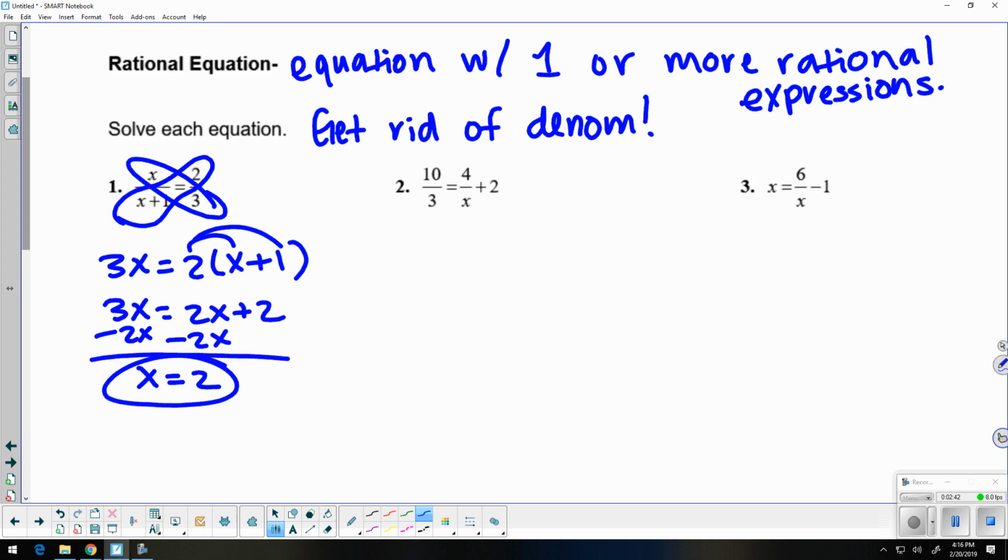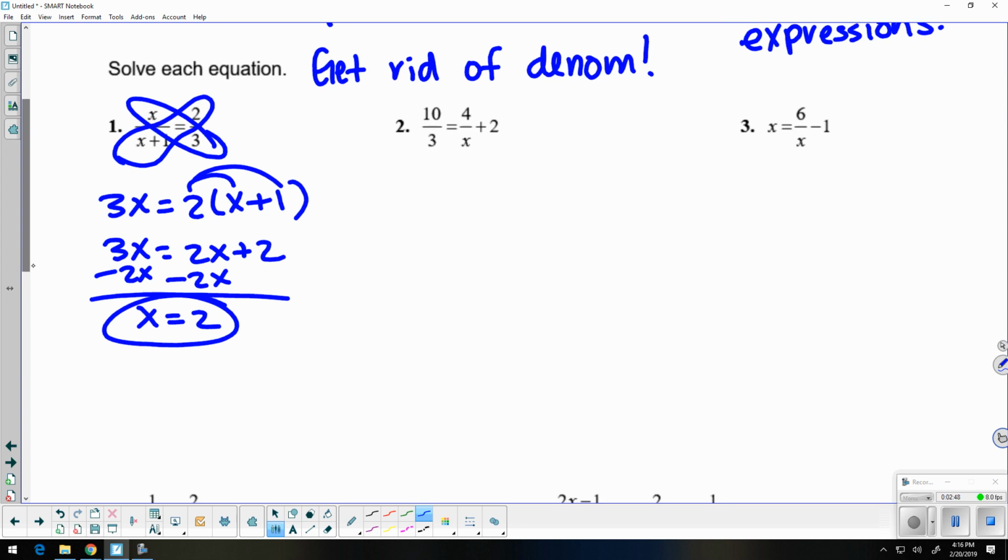So you would have 1x equals 2. If you plug this back into the problem, it should actually work. The left-hand side should equal the right-hand side. If you plug 2 back in, you would have 2 over 2 plus 1, and that should be equal to 2/3, which obviously it is. 2 over 2 plus 1 is simply 2/3.